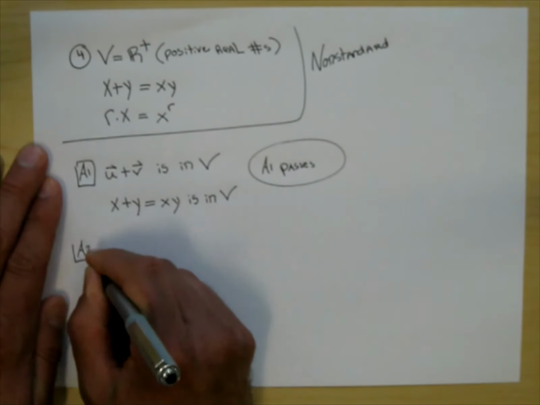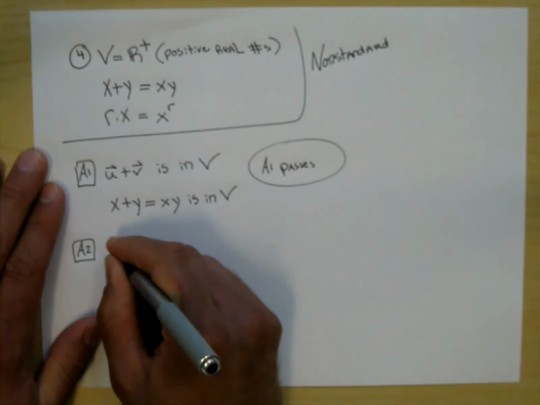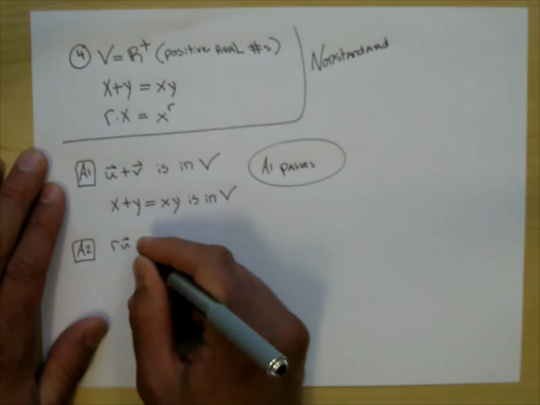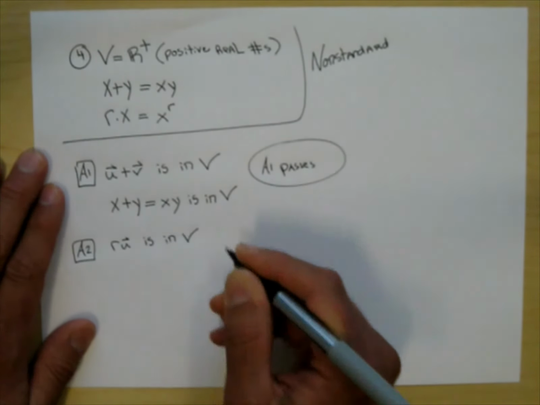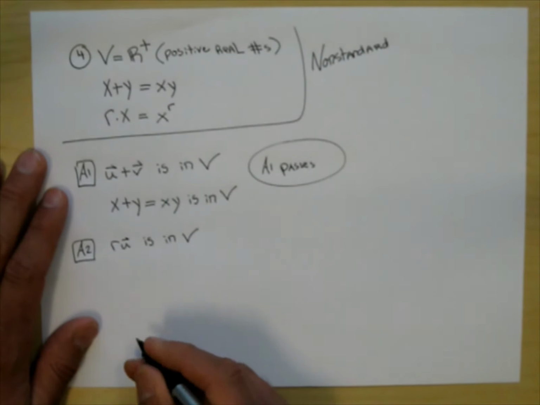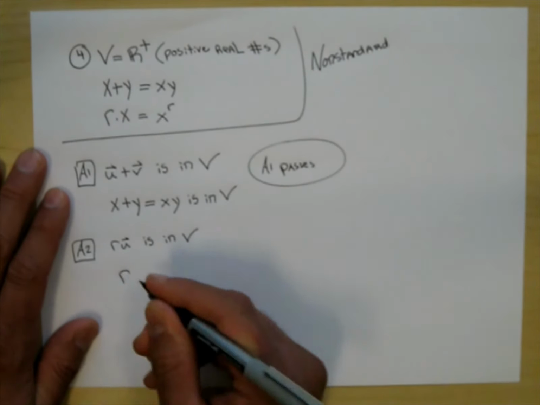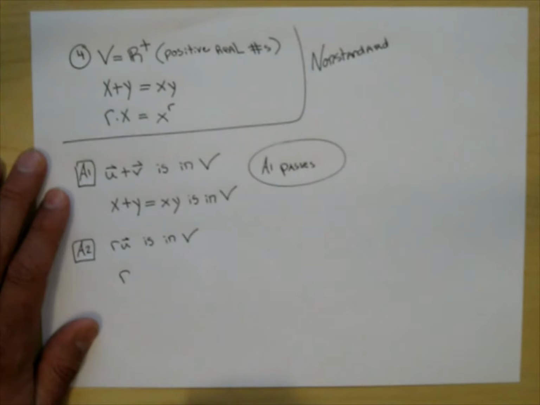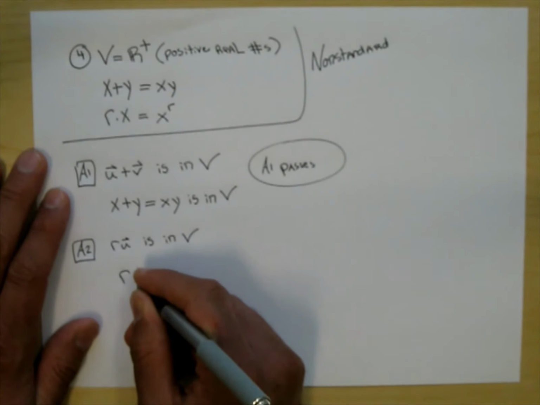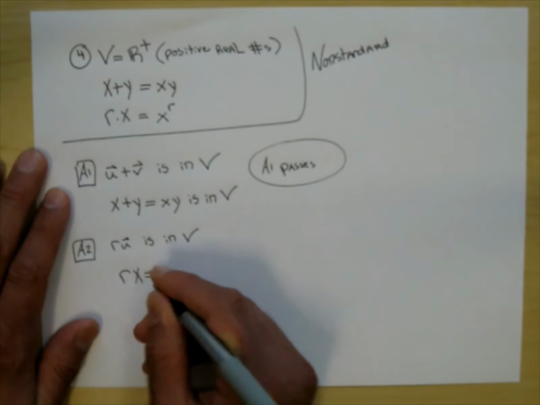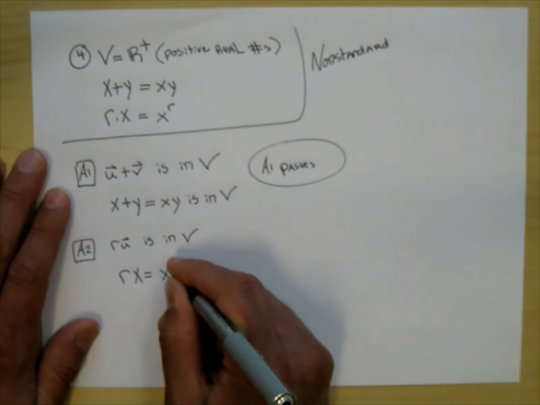Let's take a look at A2. A2 says this. It says R times U is in the vector space. Okay, so I'm going to take R, which is some real number, by the way, so your scalars are real numbers, and then a positive real number, we'll just call it x. Okay, and we see the rule up there, x to the r.